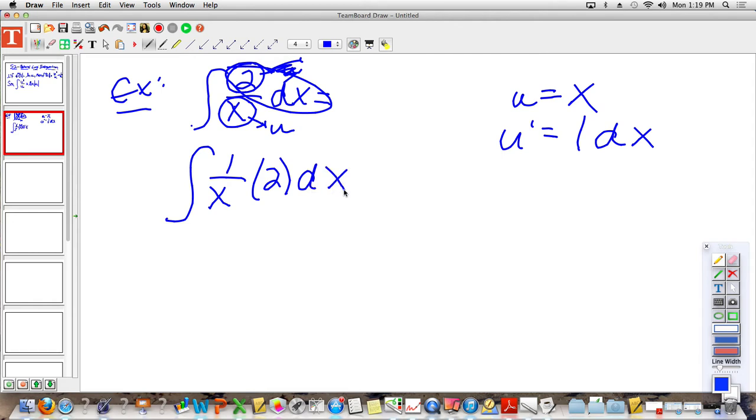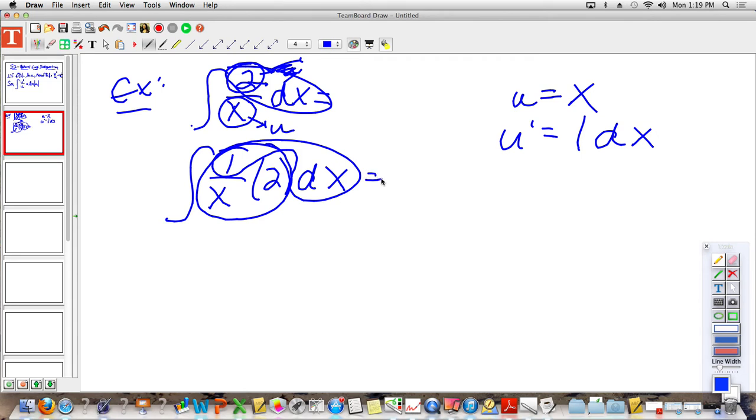Are you okay with what I just did? I took this 2, and I just move it to the side and make this 1 over x times 2. If I multiplied these two, 1 over x times 2, you would get 2 over x. So 1 over x times 2 is the same thing as 2 over x. And the reason I'm writing this is because I want you to recognize that this 1 dx is the same thing as u prime.